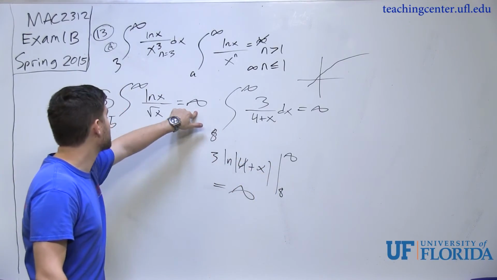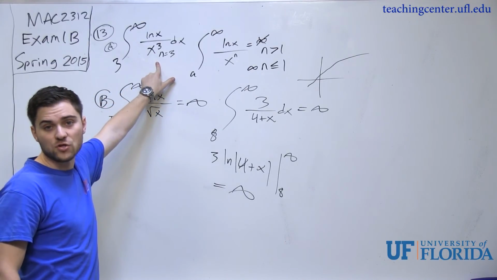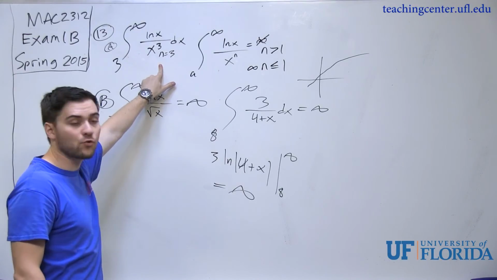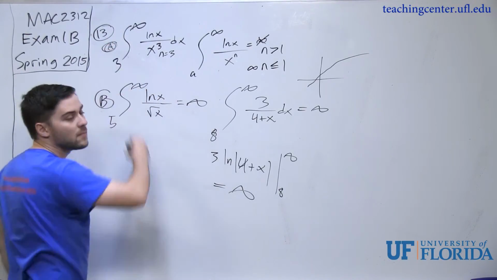So this is divergent, but because n is equal to 3 for letter A, this integral is convergent. Because it's convergent, the correct answer is letter A.